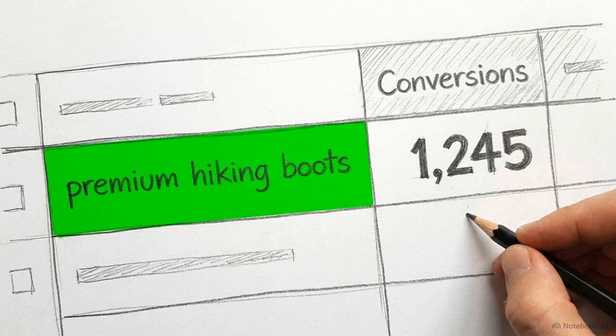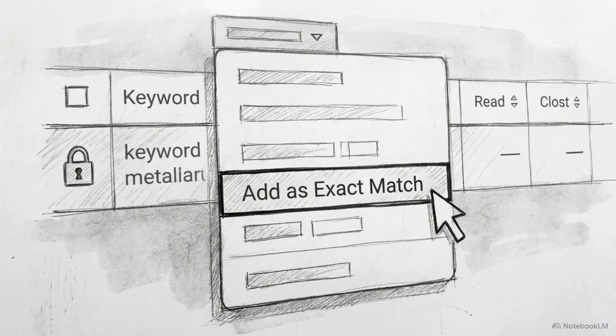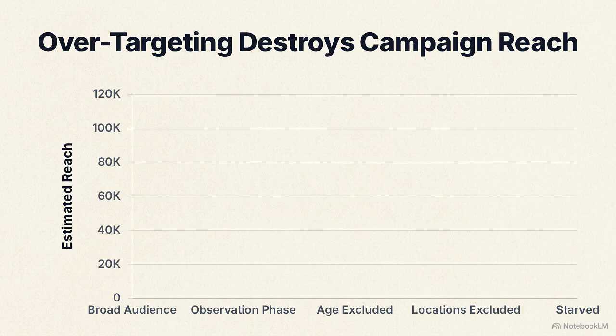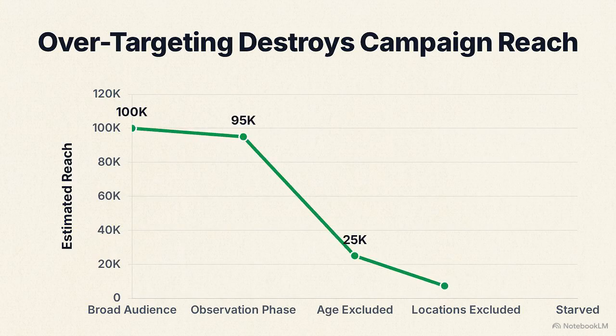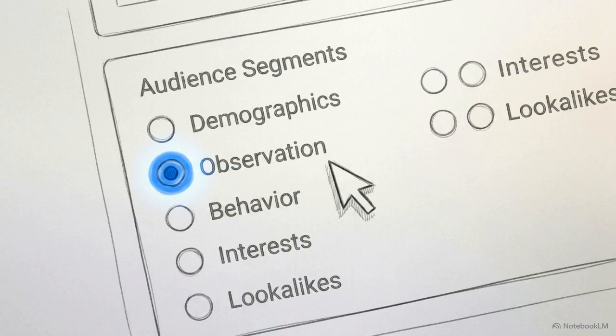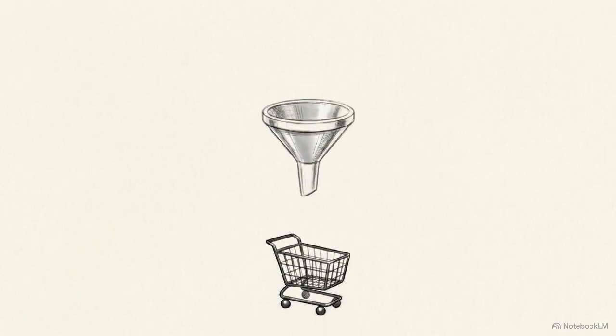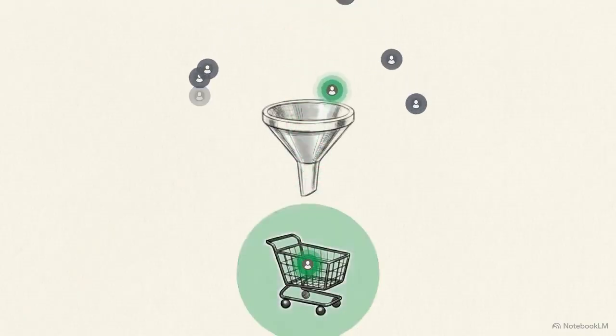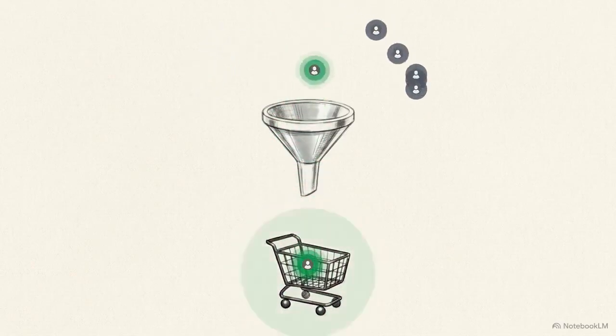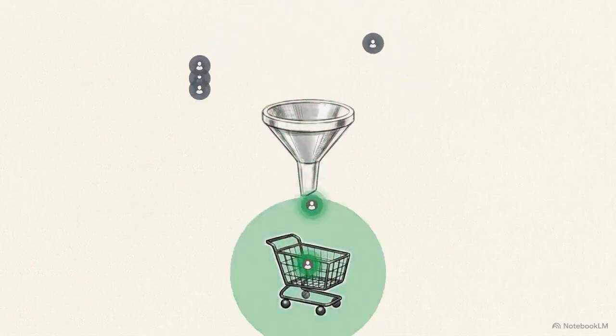From that exact same report, identify the specific searches that are actually generating sales. Lock those in as exact or phrase match keywords to capture more of that exact traffic. Be careful with demographics, though. If you exclude too many age groups or locations right away, you destroy your reach. Set up observation audiences to gather data first before making massive cuts. Meticulous targeting acts as a filter. You stop paying for window shoppers and funnel your capital exclusively toward users actively ready to buy.